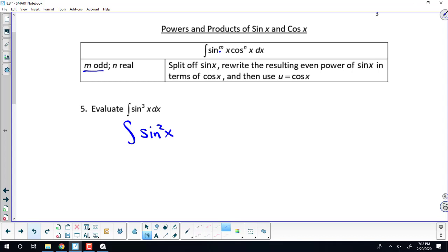We've got an odd sine, so we're going to split off one sine and put it with our dx. You think of that as comparable to your dv when you do integration by parts. If this is our dv, then our substitution has to be u equals cosine, because the derivative of cosine is negative sine dx.